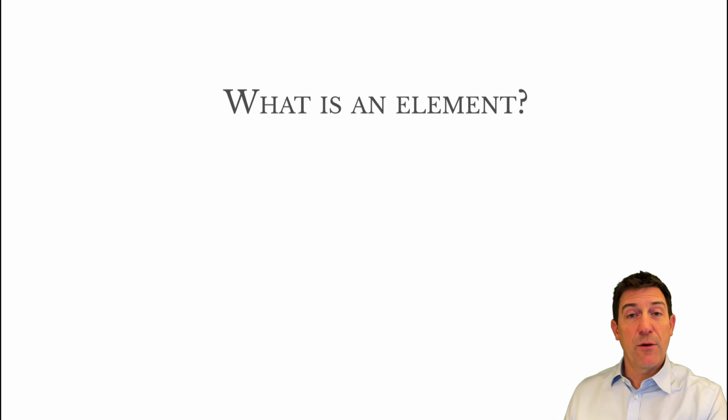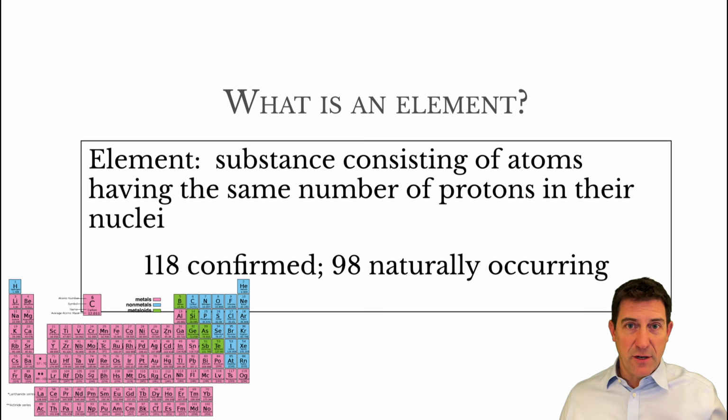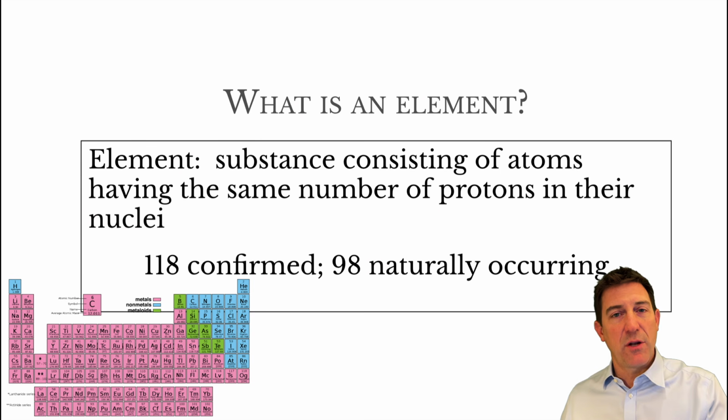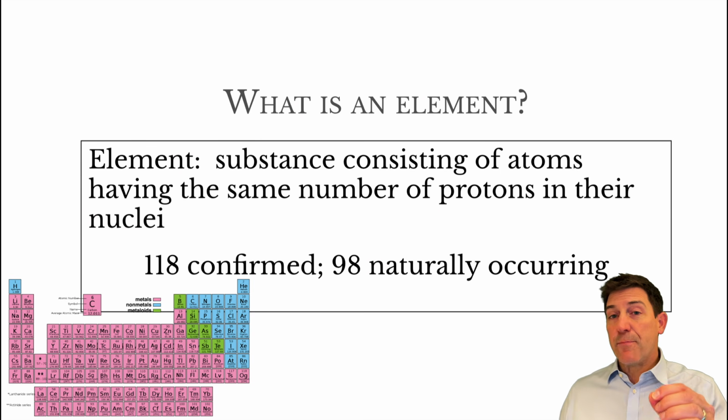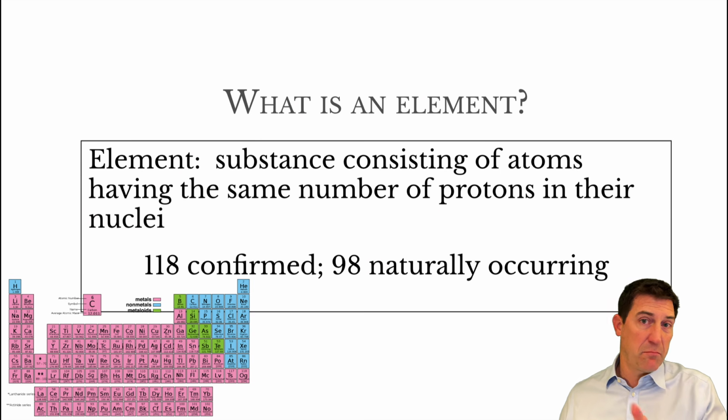You're familiar, hopefully, with the periodic table of elements. And here's our definition, a very basic one, of what an element is. It is a substance consisting of atoms having the same number of protons in their nuclei. So here's the thing. If you're looking at a periodic table and you see that carbon is number 6, that means that carbon has 6 protons in its nucleus, by definition.